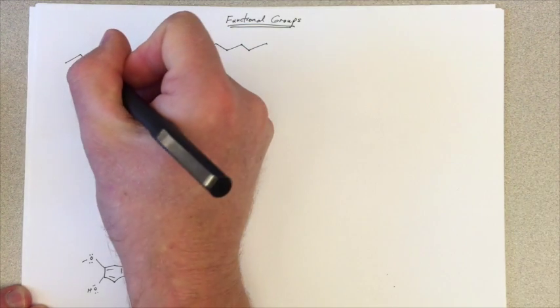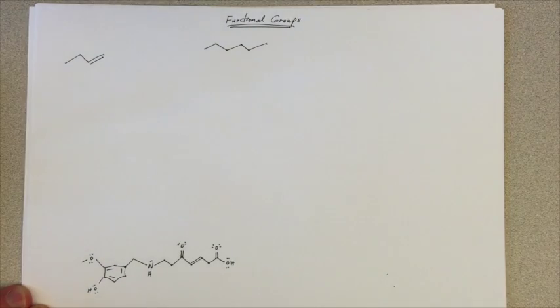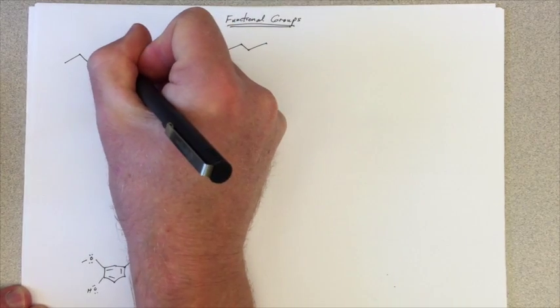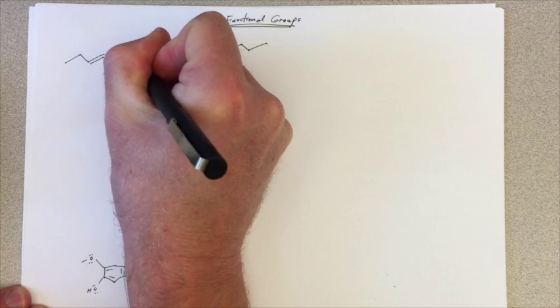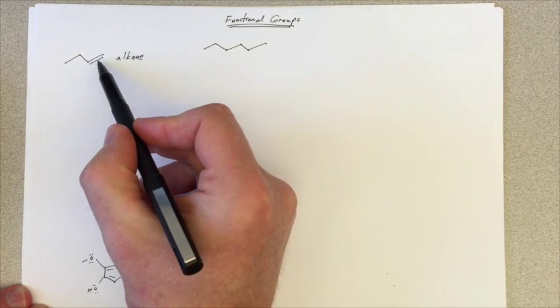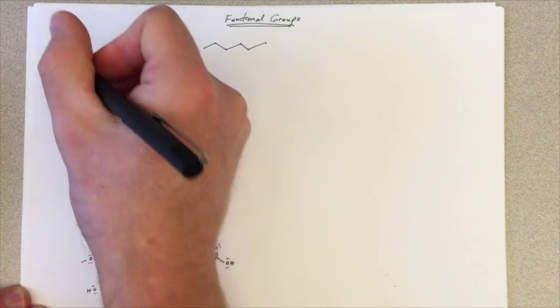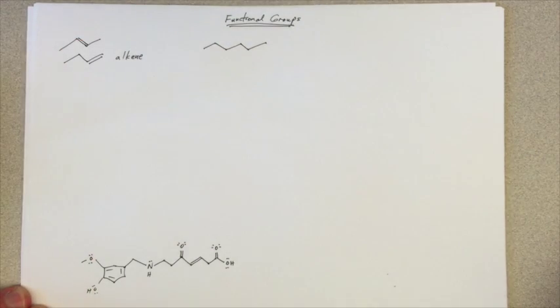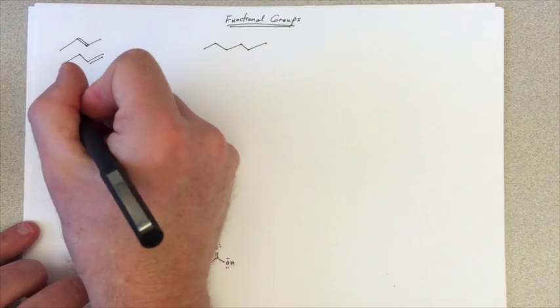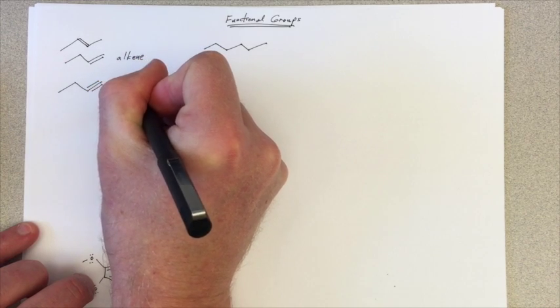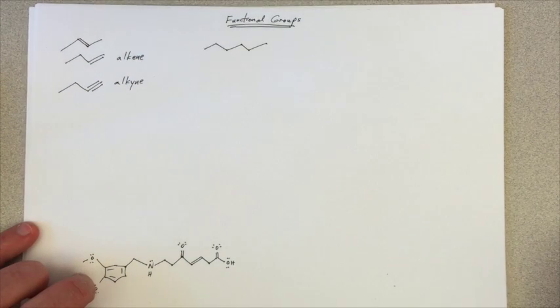But if we add some extra electrons and a double bond there, we can say that this molecule now has a functional group inside of it, and that functional group is called an alkene. We call this an alkene instead of an alkane. This double bond can be at the end, it can be in the middle. Here's another example of an alkene, a carbon-carbon double bond. Okay. Another one could be a triple bond, and then this would be an alkyne.